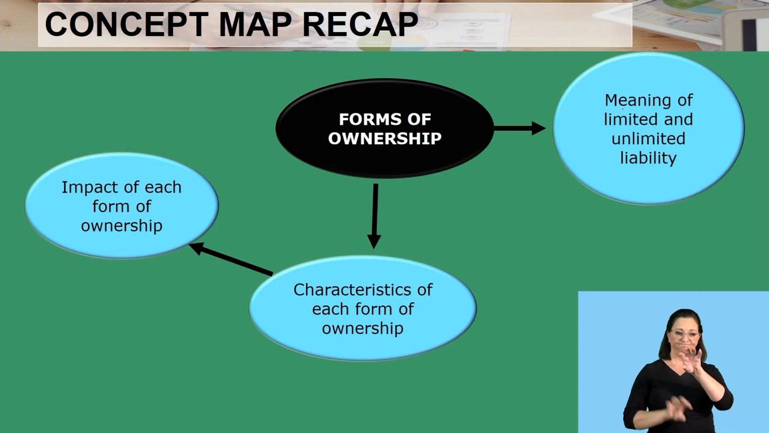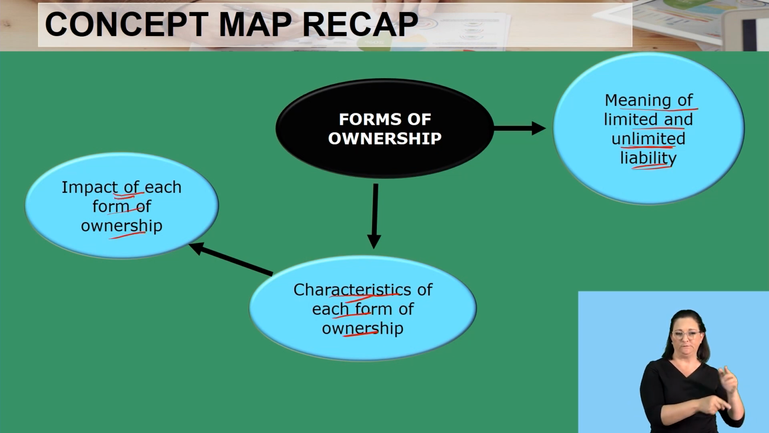Concept map recap. The first thing to do here is to think about what we went through during our lesson. We looked into the meaning of limited and unlimited liability. Thereafter, we looked into the characteristics of each form of ownership and the impact of each form of ownership. Remember, the characteristics and the impact would help you to identify the form of ownership from your scenario during the examination or in case of any test that is given to you.